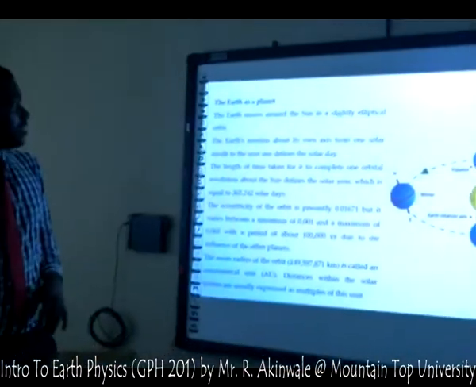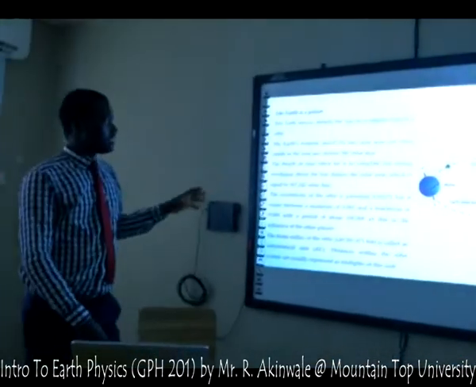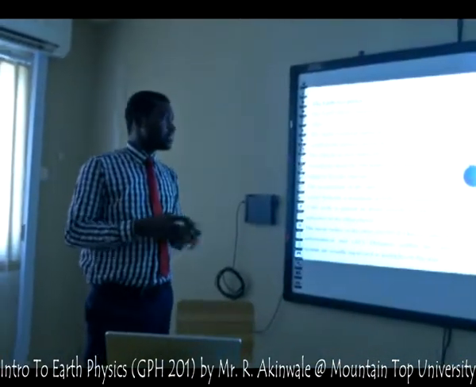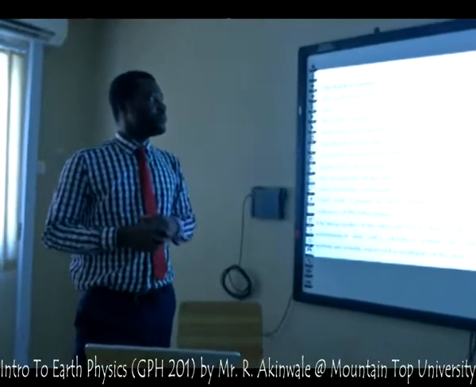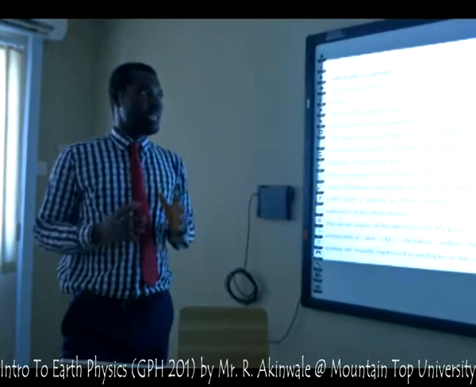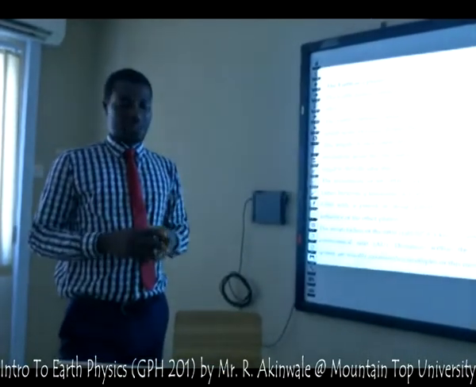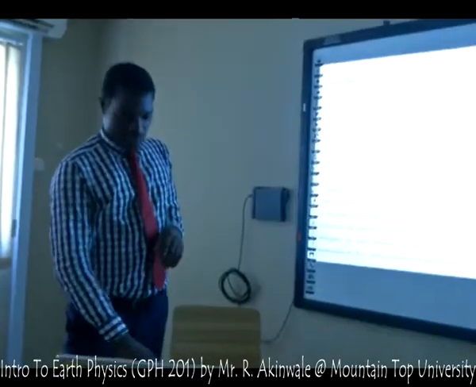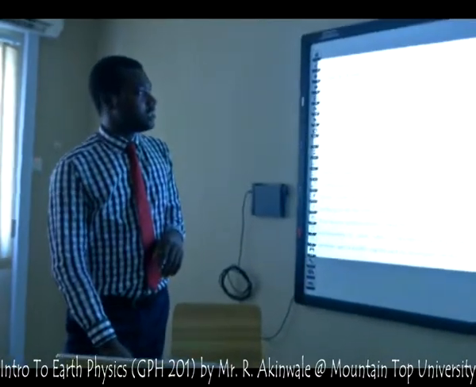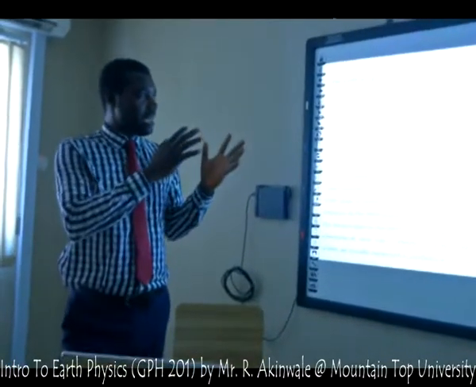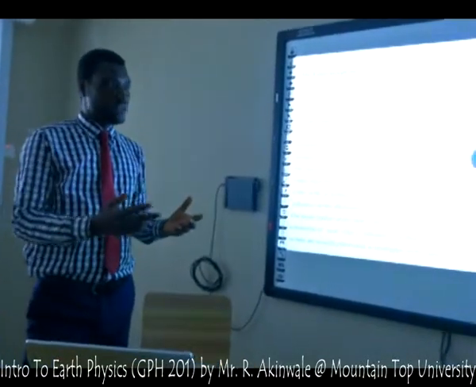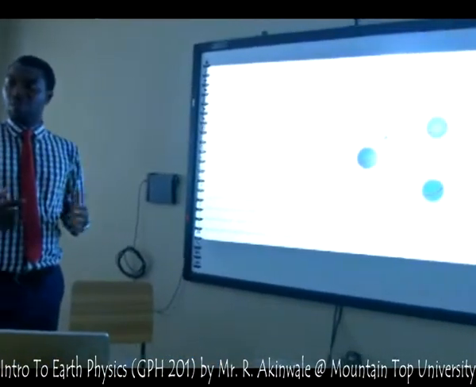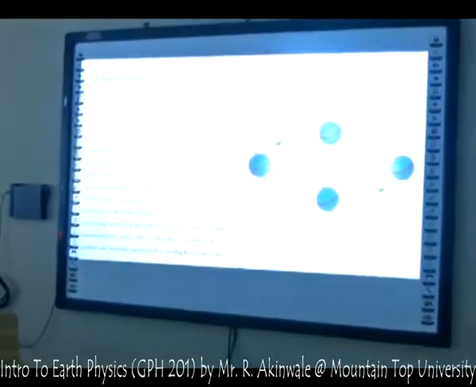And just like the image. Now let's look at the Earth as a planet. The Earth itself as a planet. Now, we know that the Earth moves around the Sun in a slightly elliptical orbit. What do we mean by slightly elliptical orbit? We can see that the Earth is tilted and is moving around. It's not in a circular form, but in an elliptical form.